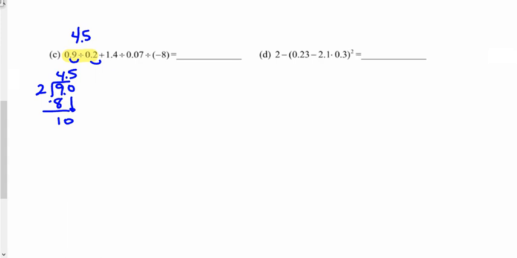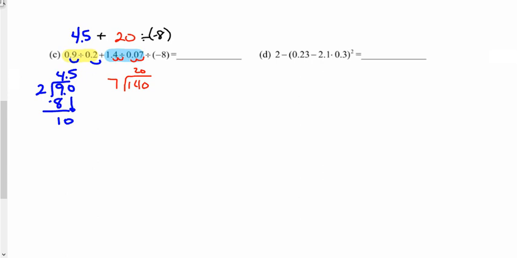Next, it says plus 1.4 divided by 0.07 divided by... Oh, I got to do the division before I do addition. So the next thing that I'll do is this part right here. This is going to move over 2 places. This is actually 140 divided by 7. 7 goes into 140 20 times, so this is now 20. And if I put these signs back on here, here's what it's going to look like now. I've got 4.5 plus 20 divided by -8.